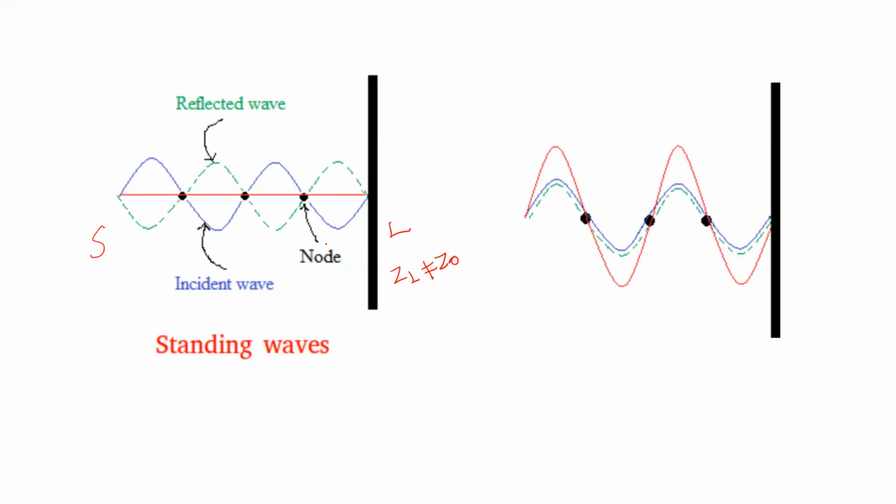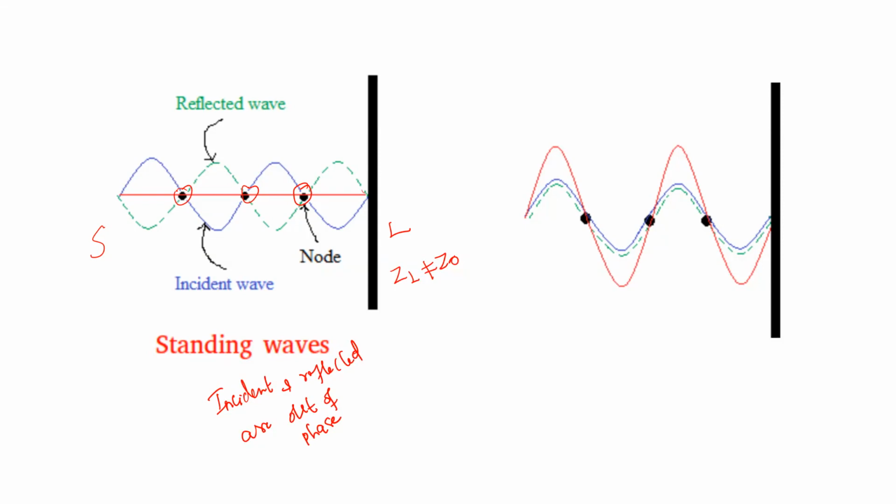Now, in the first picture, we can see that the incident and the reflected waves are completely out of phase with each other. So here, the resultant at this red line represents the standing wave, and here it is 0. It's constant. And this point of minimum value of the standing wave, we name as a node.